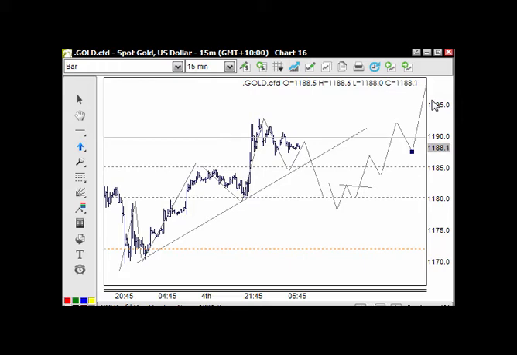So the market can move to 1200 and fail. If the market moves to 1200, it's going to react at 1200 anyway, and be retesting this 1190 here as well. So it's going to be a little bit choppy to the upside.